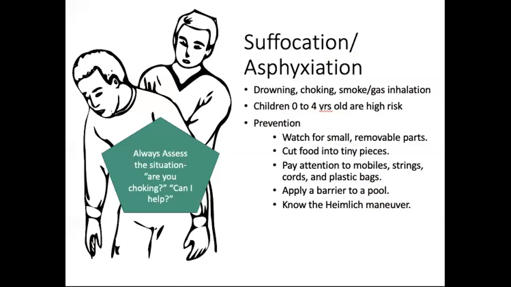Suffocation and asphyxia. So drowning, choking, smoke and gas inhalation all fit under that category. Our children 0 to 4 are at a high risk because remember, they explore the world through their mouth, so they put little things in there and they can choke on them. So we want to make sure that we watch for small parts, removable items. We want to make sure that we're cutting their food into the right size pieces. We want to pay attention to strings, cords, plastic bags, barriers to pools.